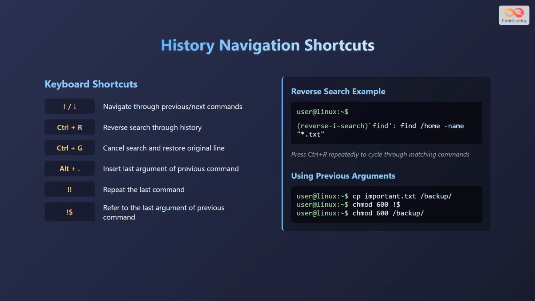!! repeats the last command. !$ refers to the last argument of the previous command. For example, when you press Ctrl+R, a prompt will appear. As you type, the terminal displays the commands that match your input. As an example, after copying a file, you can use the command chmod 600 !$ to change the permissions of the copied file. This is equivalent to typing chmod 600, followed by the file path.